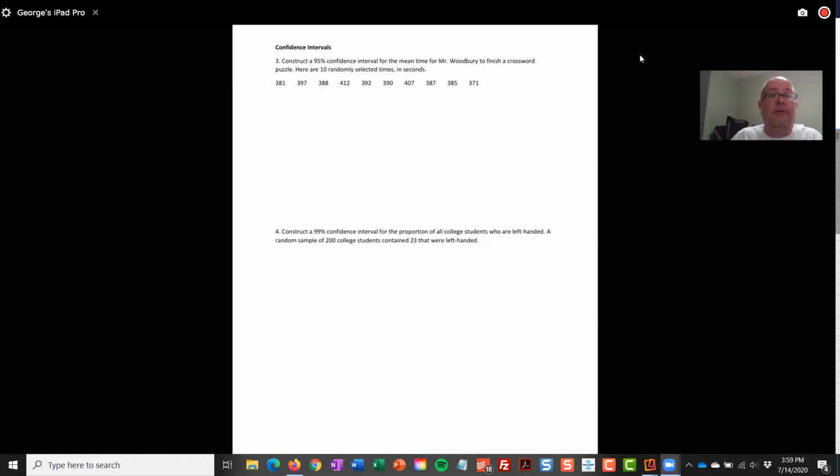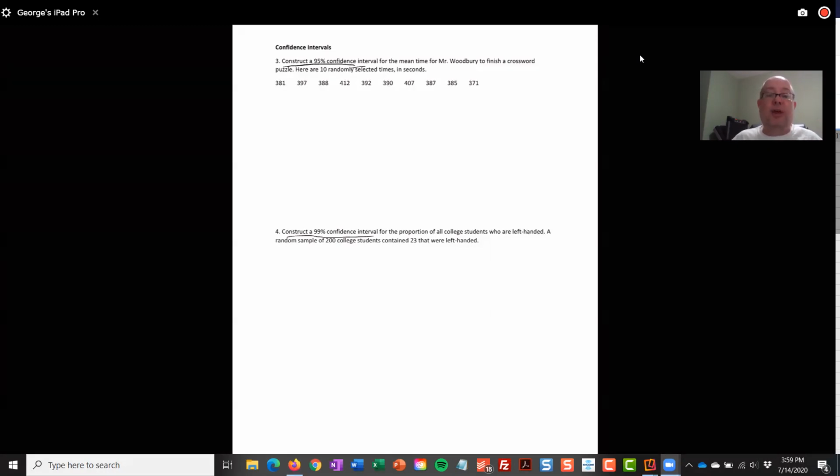Now, first, you have to identify that the problem is a confidence interval problem. Basically, we're looking to estimate either a population proportion or a mean, and the wording will give it away. Here, construct a 95% confidence interval. Down here, construct a 99% confidence interval. They're asking you to make a confidence interval.